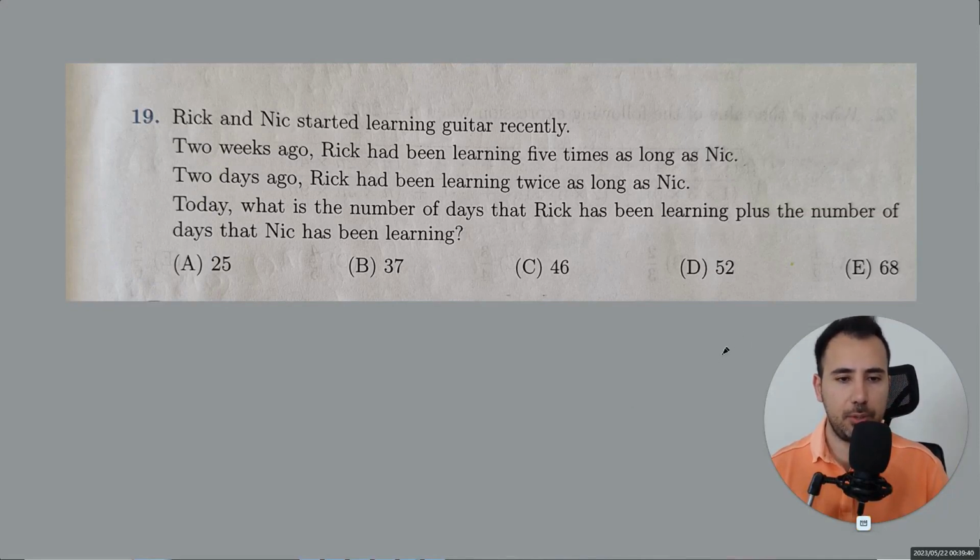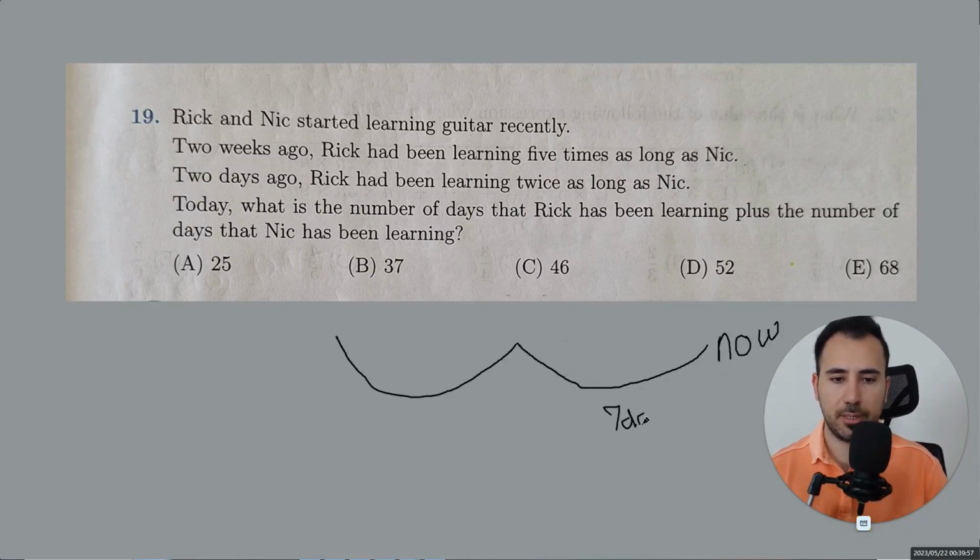So let's just go here. Let's assume that this is now. So we have 2 time references. One of them is 2 weeks ago, right? So that's going to be 1 week here, 7 days here. And again, 7 days here.